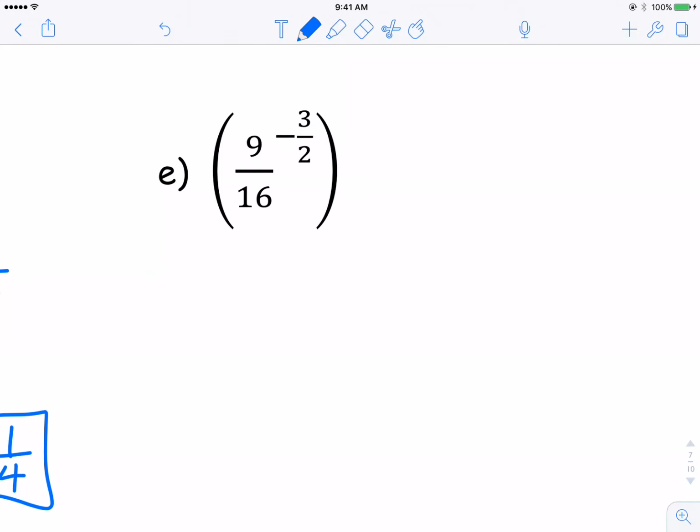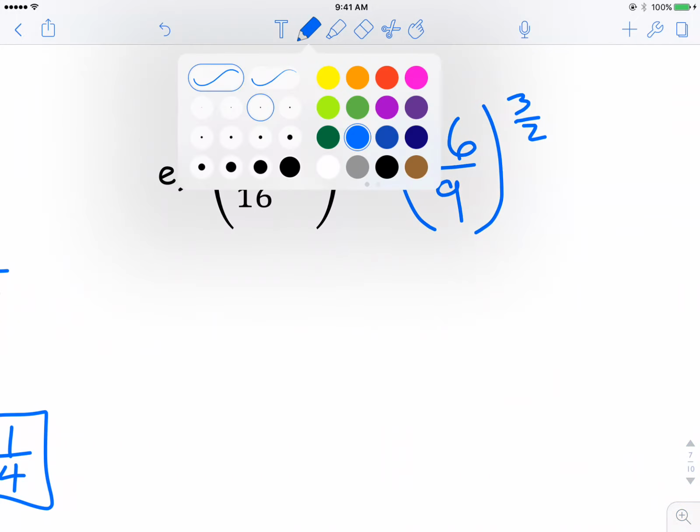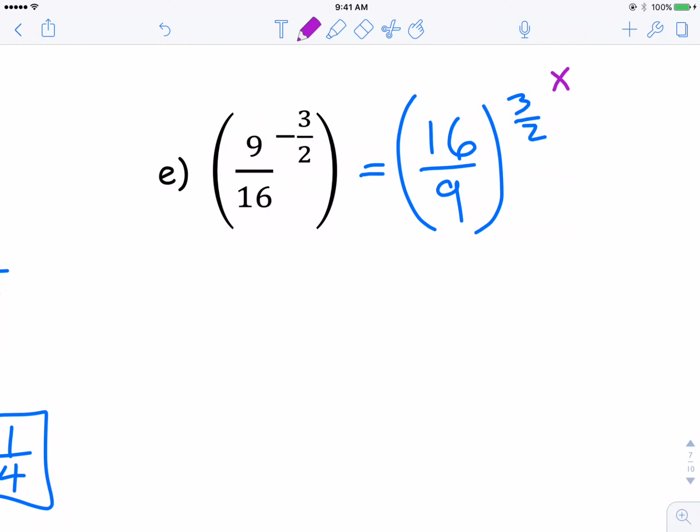So here we have a negative exponent, so I know I'm going to want to flip that fraction. This becomes 16 over 9 to the power of 3 over 2. Now, a common mistake happens right here. You flip the base fraction, not the exponent fraction. Many students will flip both. Well, if you flip both, then you've changed the question too much and you're going to get the wrong answer. So now that I flip that, I apply this to here, this to here.